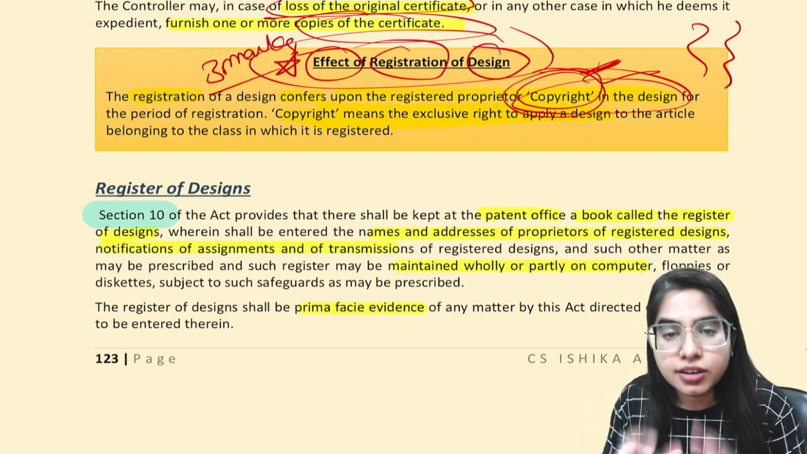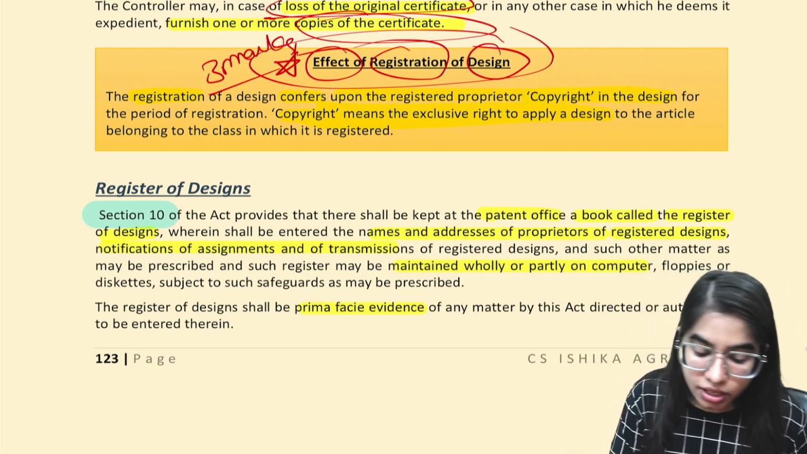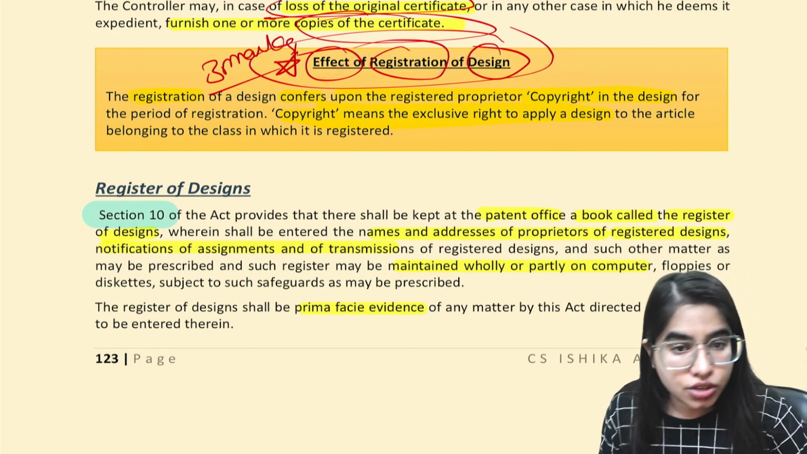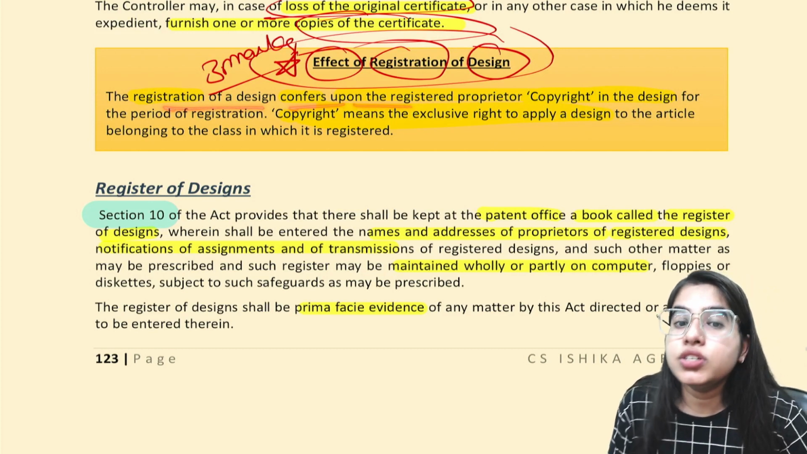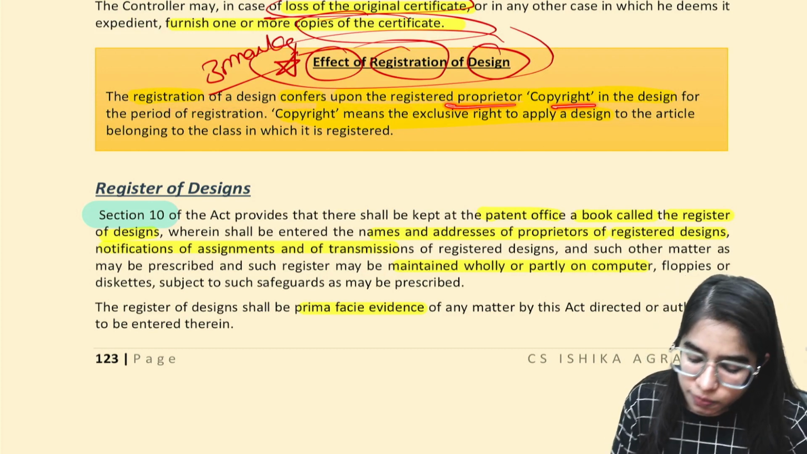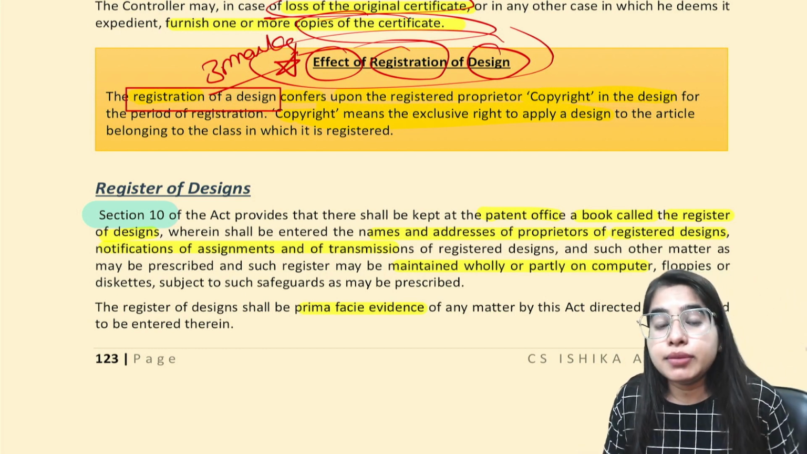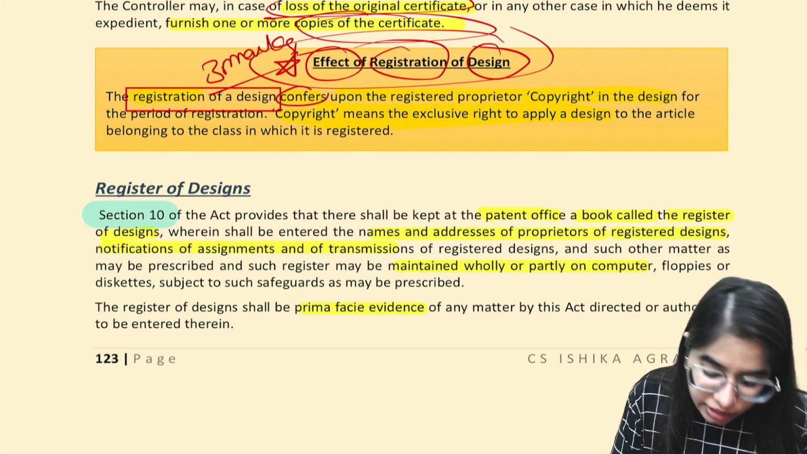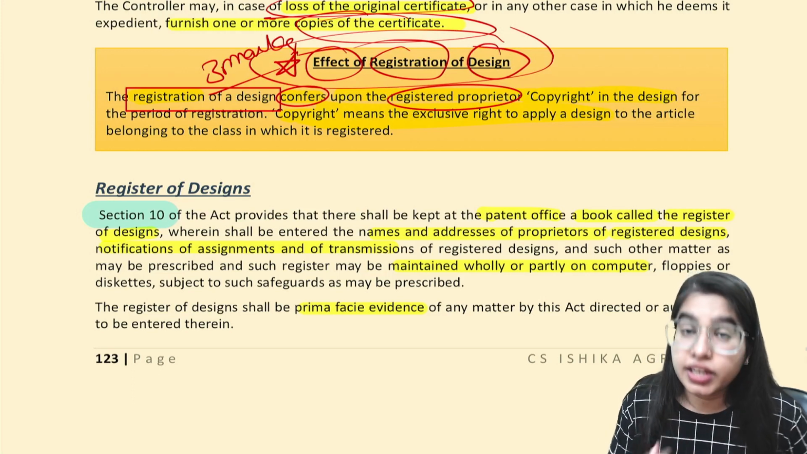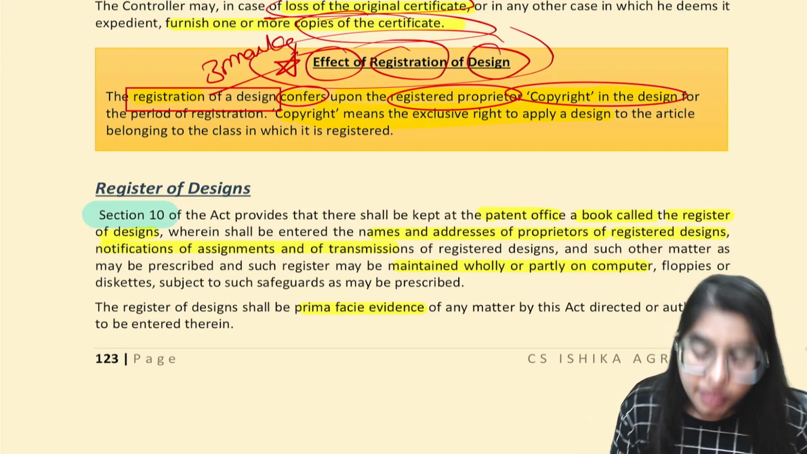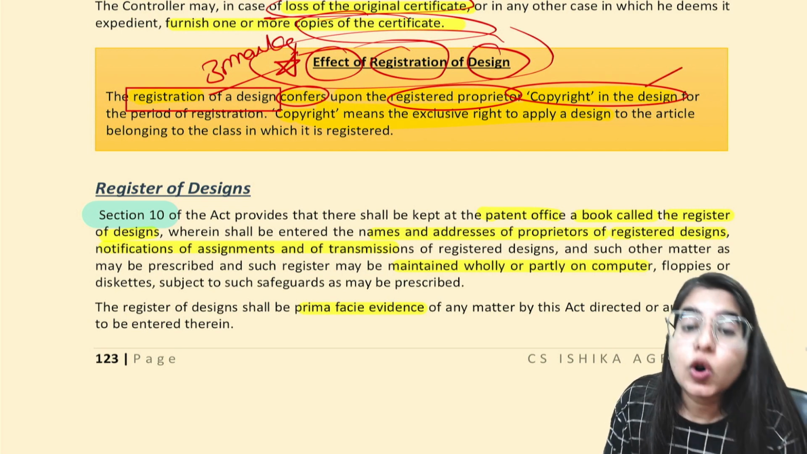Are we clear with this? The term used is copyright, so I hope you will not confuse it with the normal copyright. This is very important: what is the effect of registration of design? The registration of design confers upon the registered proprietor copyright in the design. Meaning, as soon as you register a design, it confers, that is, gives, to the proprietor, the owner of the design, the copyright in the design. So as soon as any design is registered, the proprietor gets copyright over the design.